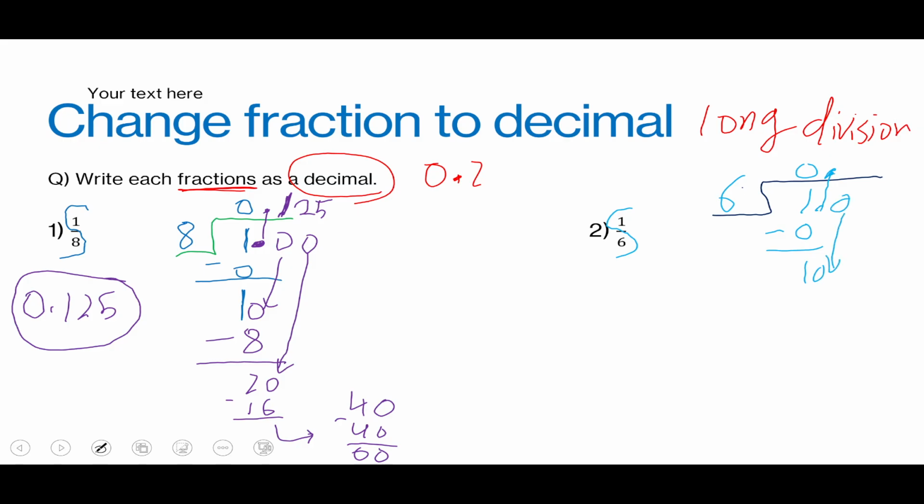Bring it down to 0. How many is 6 in 10? 1. 1 times 6 is 6. Minus them, it's going to be 4. Add more 0 because there is still a remainder.